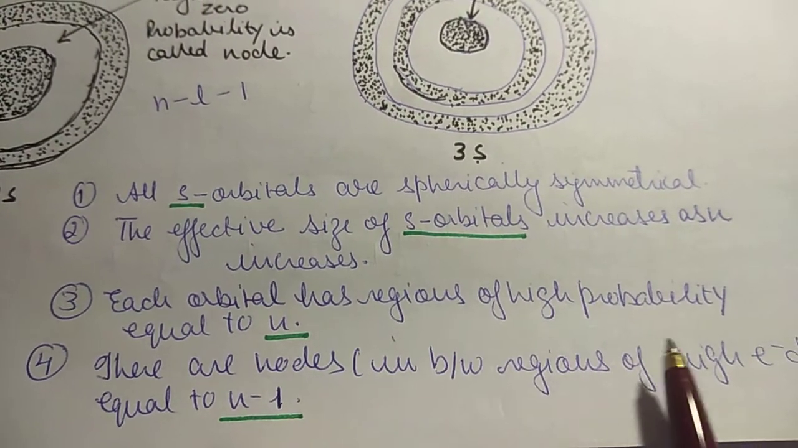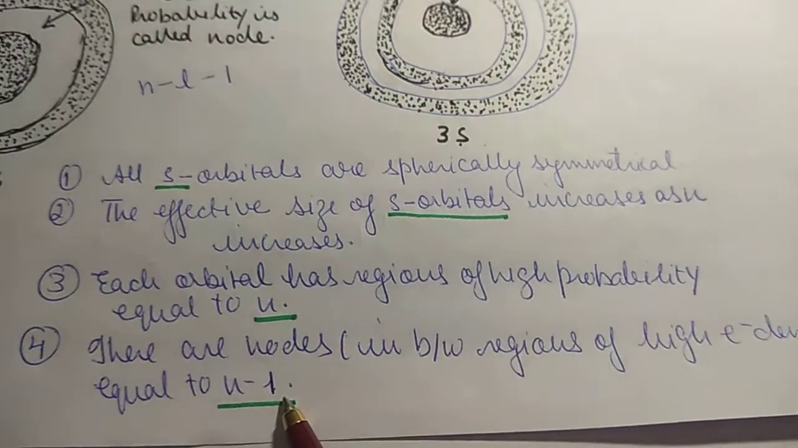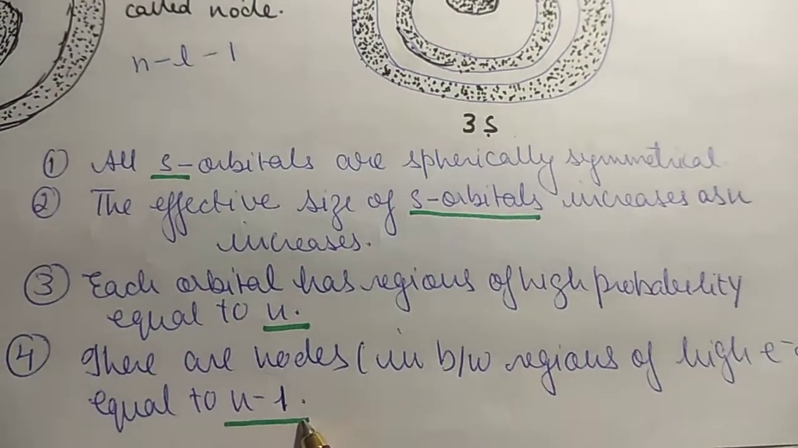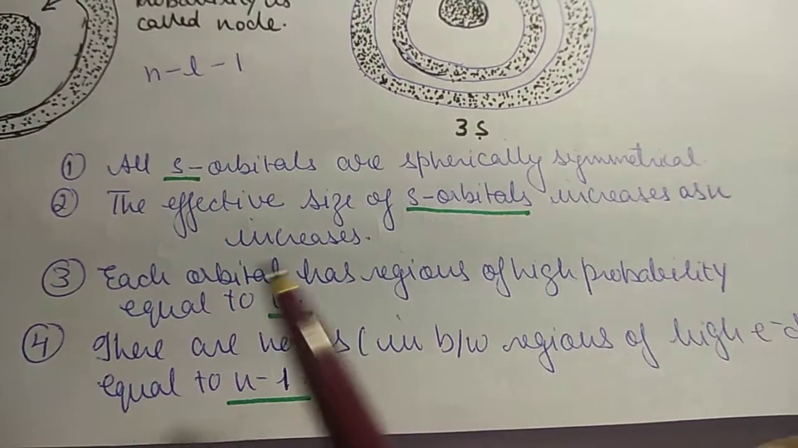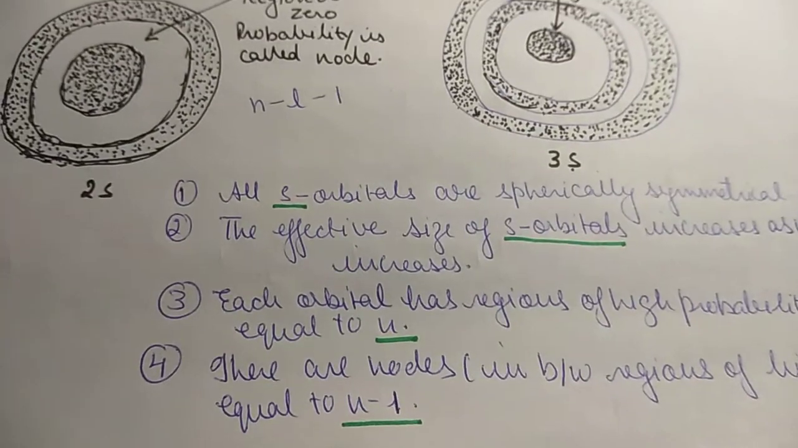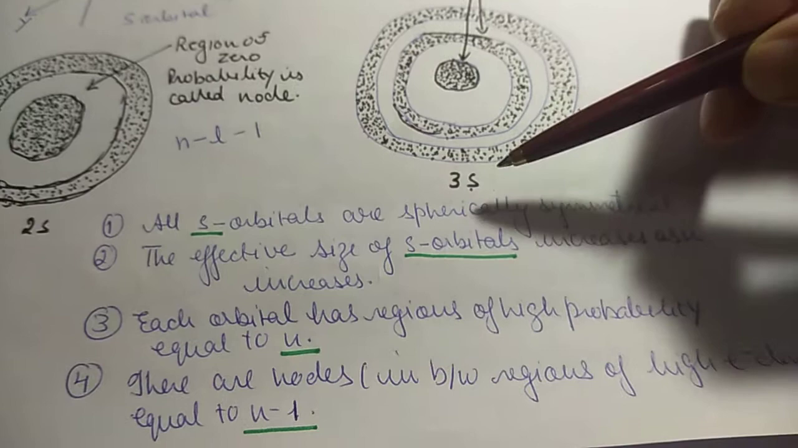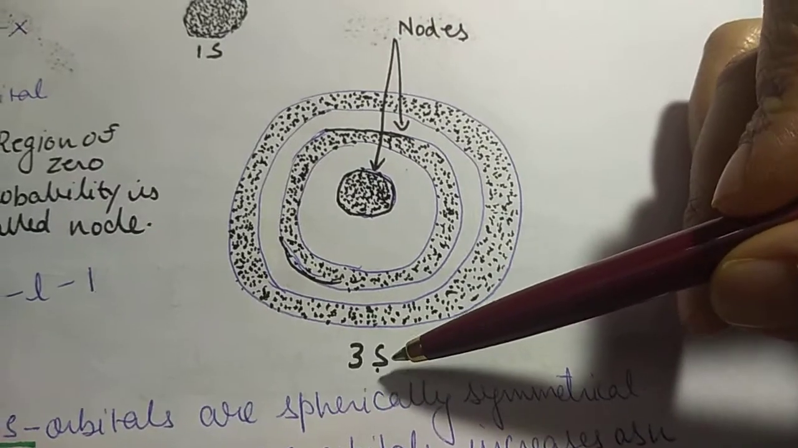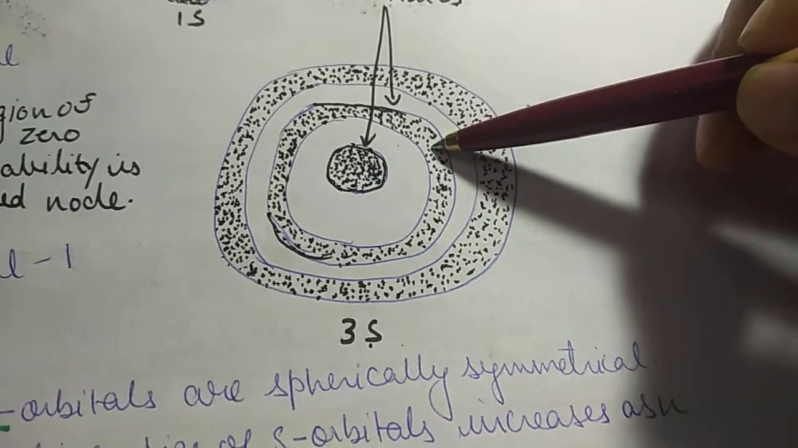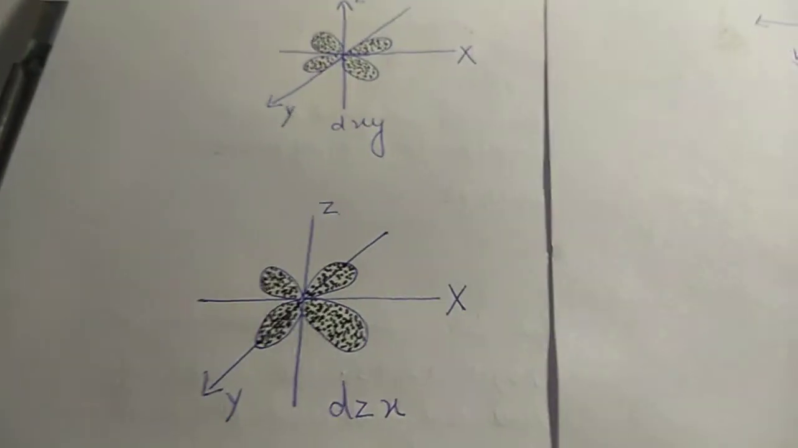Then nodes, I have already told you, n minus l minus 1 is the general formula. Because in this case l is equal to 0, the formula becomes n minus 1. In case of s orbitals, you can calculate nodes by n minus 1. And number of regions of high probability also is equal to n. So see, for example, this is 3s. So number of regions of high probability is equal to 3, 1, 2 and 3. So this is all about your s orbitals.